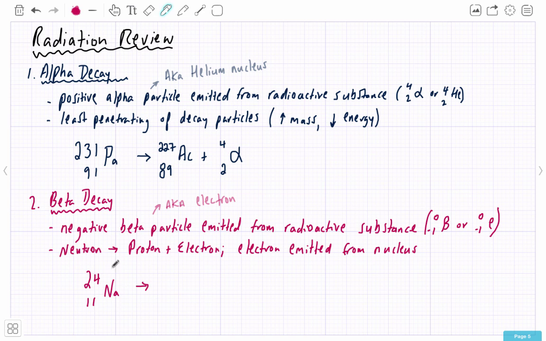And so here we have sodium 24, and its decay process, according to beta decay, is going to keep the same mass, but our atomic number is going to increase by 1. And so this then turns into magnesium. And of course we have to show the particle that's emitted, so no change in mass, and a change in atomic number right here. Okay?